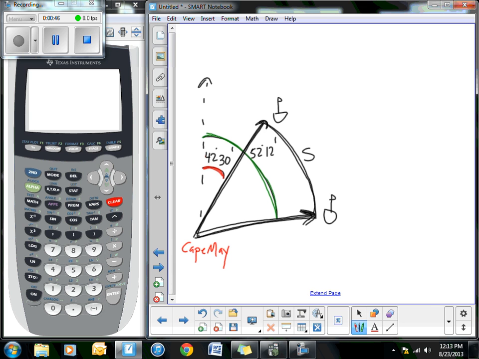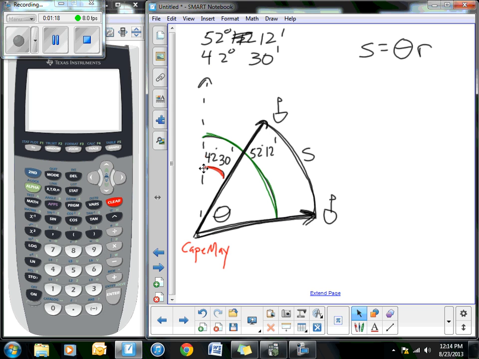We're looking for S. So I'm going to work with the formula, arc length equals angle in radians times my radius. Now if I look at those two lines, I notice that the angle I need is this one right here. So in order to find that, what I'm going to do is take the 52 degrees, 12 minutes, and then we also have the 42 degrees, 30 minutes, and we need to find the difference between those two.